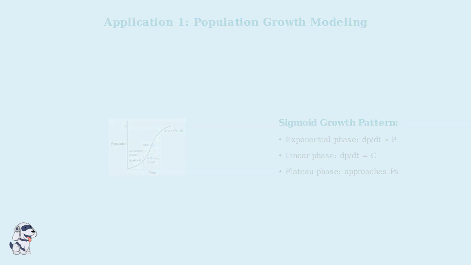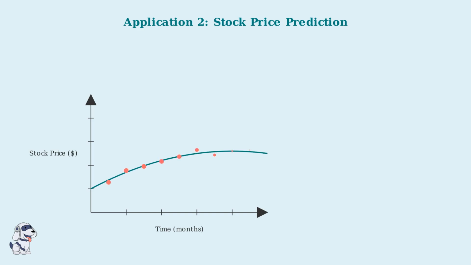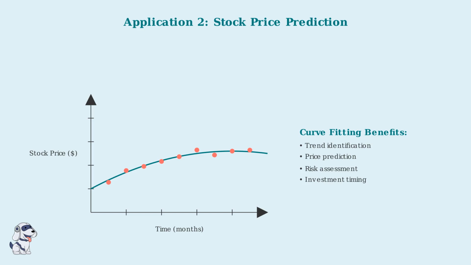countries. Our second application is financial modeling. Investment analysts use curve fitting to identify trends in stock prices and make informed predictions about market behavior. Stock prices can be modeled using various curves. Polynomial regression helps identify trends, while exponential models can capture rapid growth or decline periods. The fitted curve helps analysts identify whether a stock is in an upward trend, experiencing volatility, or showing signs of decline. This information guides investment decisions.